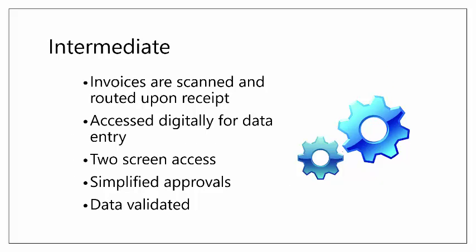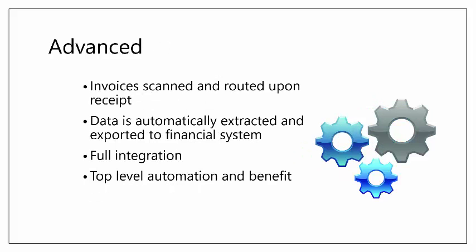As for the intermediate solution, all the invoices are scanned in upon receipt. Some or all of the data is extracted automatically. Typically, in this type of environment, the AP clerks have two screens, so they can have the invoice on one screen and their ERP or accounting system on the other screen. And it really eases data entry into the system. Very simple process. You can validate the data. Once again, a little bit more automation.